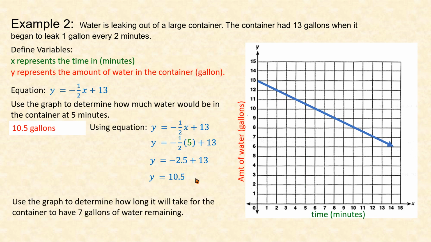The next part: use the graph to determine how long it will take for the container to have 7 gallons of water. So 7 is the y because it's gallons of water. So I go to where 7 is on the y-axis and I look toward my graph. It looks like it's at that point, which would be 12 in my x-axis, which would be 12 minutes.